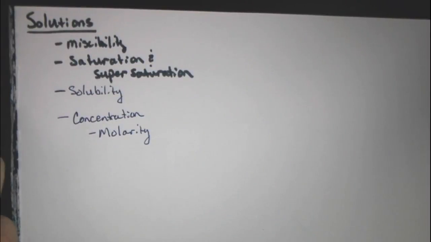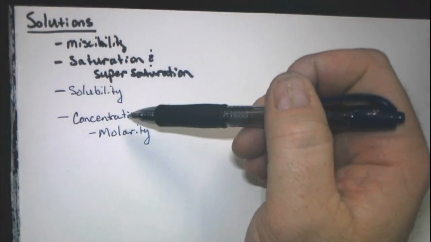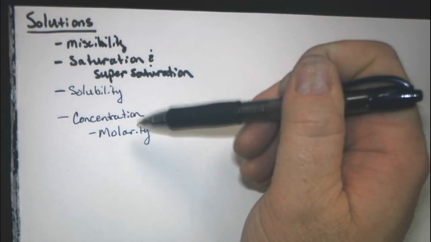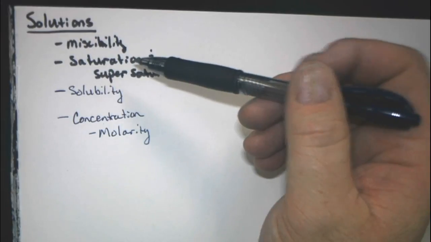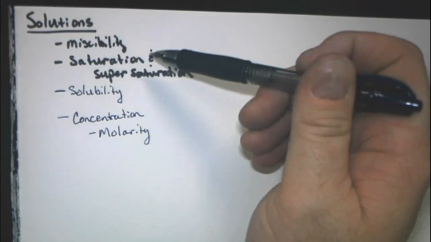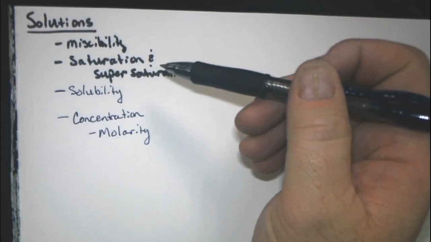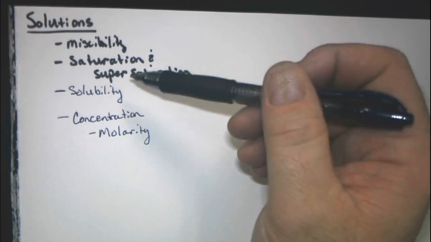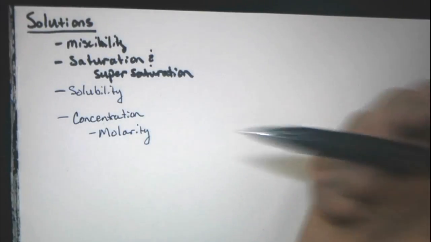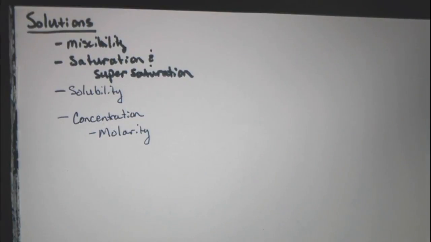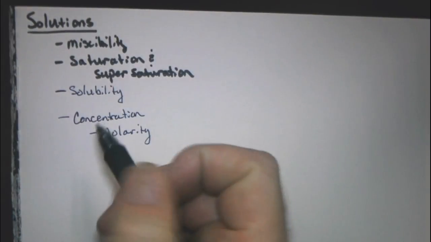Okay, today we're going to continue our lecture on solutions. We've got 4 major topics we're going to cover, and then we're going to really go in depth here with concentration, which is where we're exiting today. So we're going to talk about miscibility, saturation and supersaturation, solubility, and concentration with a focus on molarity. But there's going to be 3 other versions of concentration that we're going to talk about here. So let's start with miscibility.